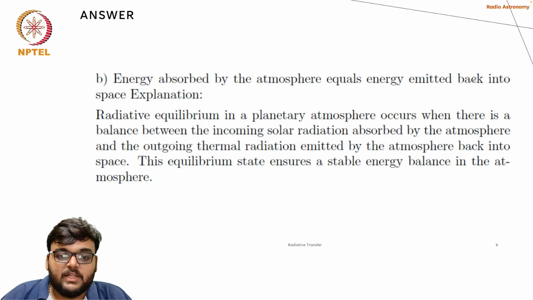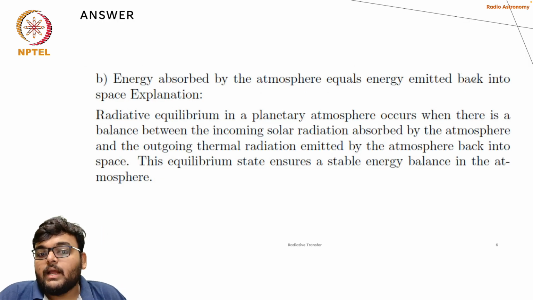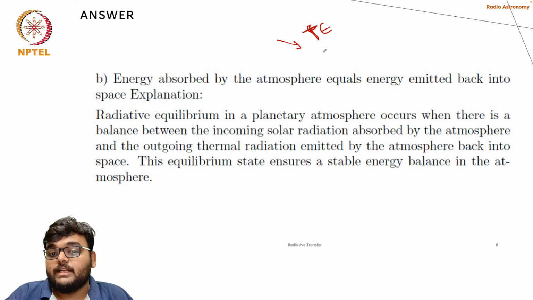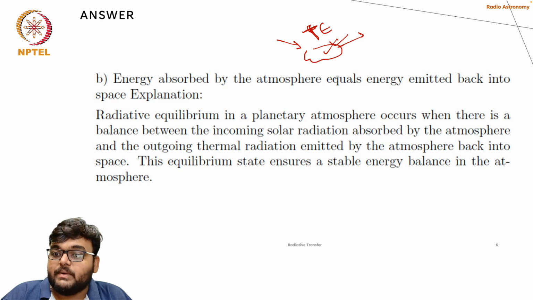So the correct answer is B. The energy absorbed by the atmosphere equals the energy emitted back into space. So equilibrium in a planetary atmosphere will only happen if thermodynamic equilibrium is maintained. Okay, this is TE. If there is a medium and the absorption and emission are the same, then the rate of emission and absorption is equal, and the temperature is maintained the same.